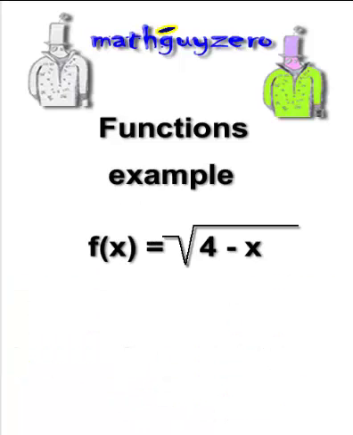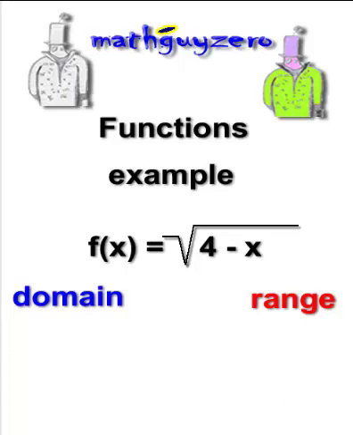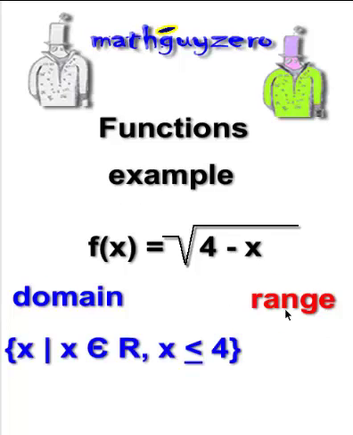Here's another quickie example. What happens with this one? We cannot take the square root of a negative number yet, so the domain has to be less than 4. Okay, so that's going to throw off the range as well.